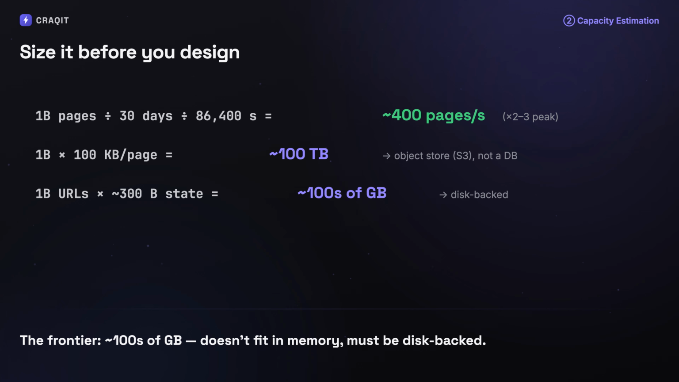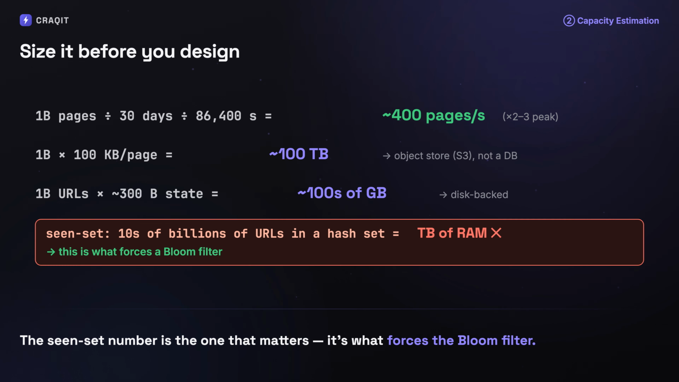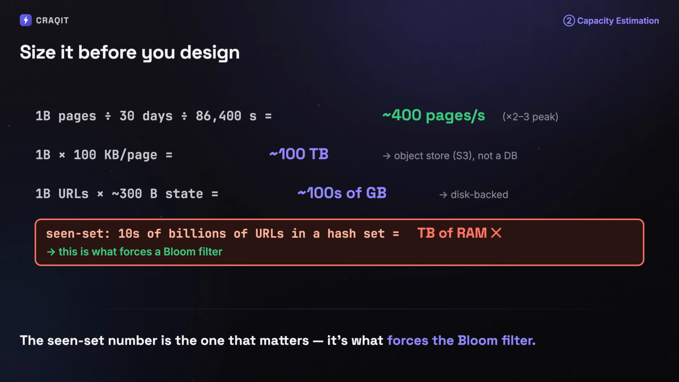And finally, the seen set. Across all the links you discover, you'll encounter tens of billions of distinct URLs, and you need to answer, have I seen this before, billions of times a second. A hash set of tens of billions of URLs would need terabytes of RAM. Impossible. That single number is what forces the Bloom filter we'll get to. 3 numbers, 3 storage decisions. That's the whole point of the estimate.